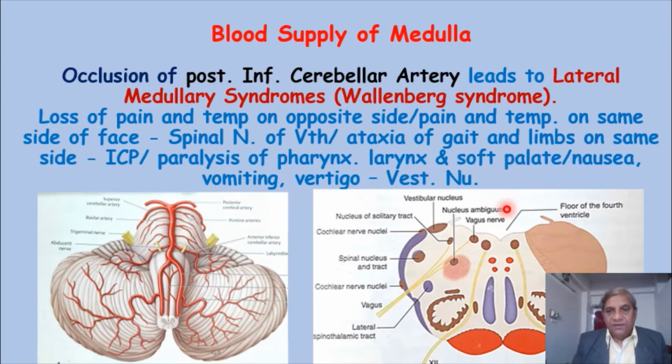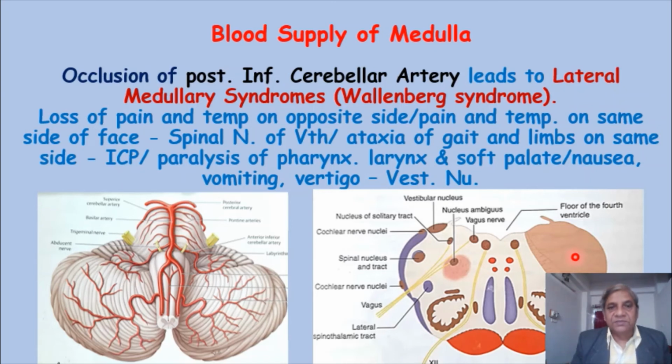Why will there be paralysis of the pharynx and larynx? Because this is the nucleus ambiguus, and the nucleus ambiguus is responsible for supplying the motor fibers to the muscles of the larynx, pharynx and soft palate. So there will be paralysis of the larynx, pharynx and soft palate on that side.